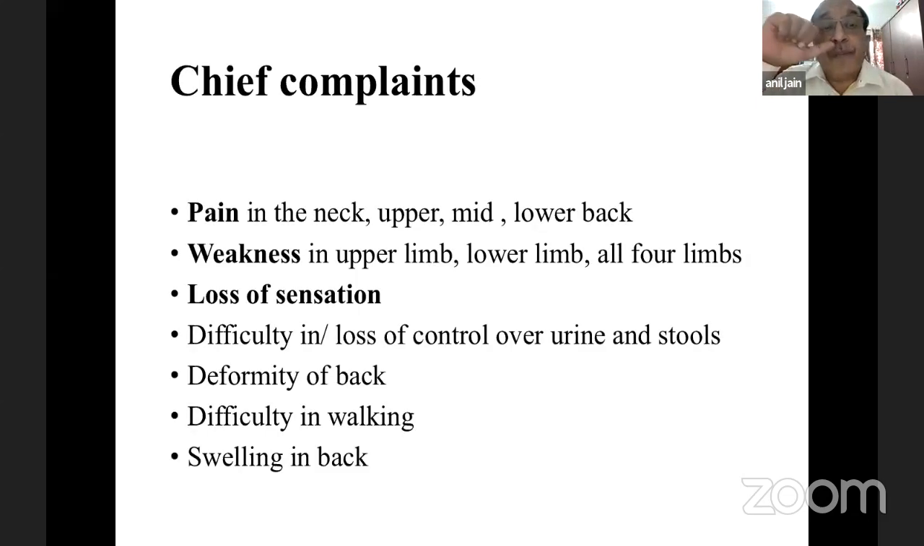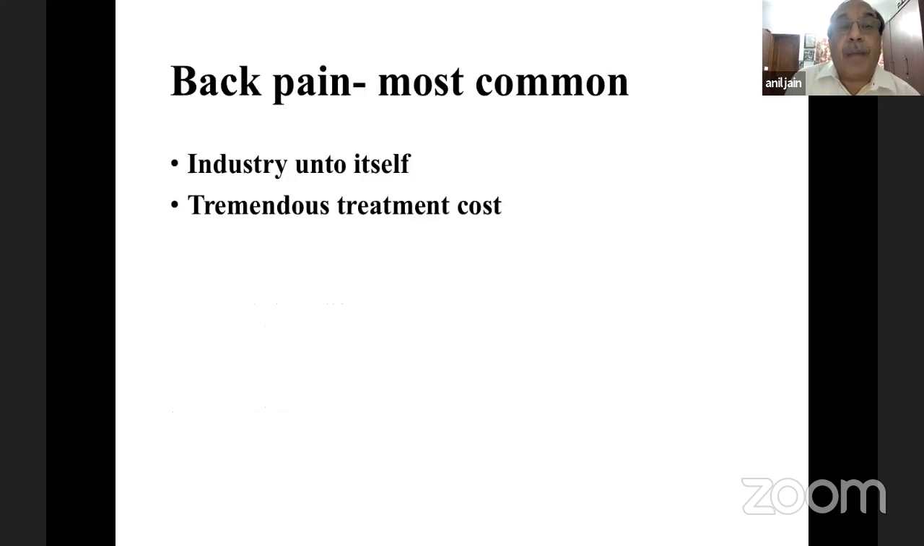So the chief complaint in a case of spine starts with pain in the neck, which may go to upper, mid, and lower back, or the whole of the back. Weakness may be of upper limb, lower limb, or all four limbs. There may be a specific complaint of loss of sensation, loss of control of urine and stool, deformity of the back, difficulty in walking, and a swelling in the back. So these are general chief complaints, but back pain remains the most common, because back pain is an industry in itself.